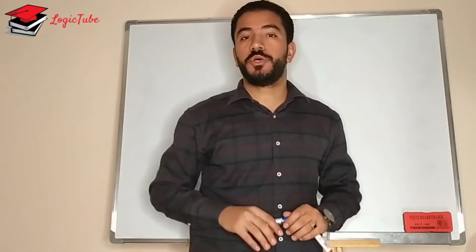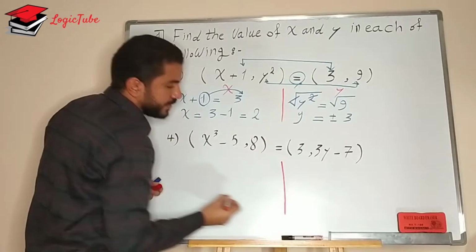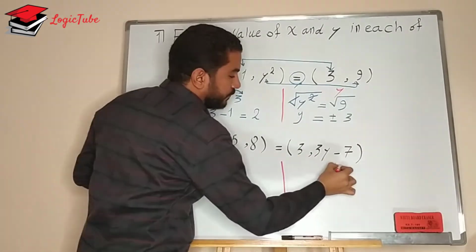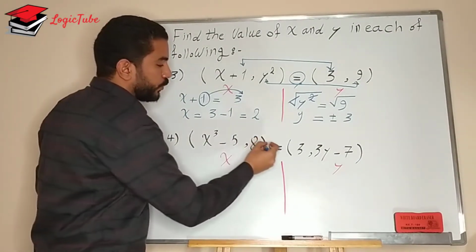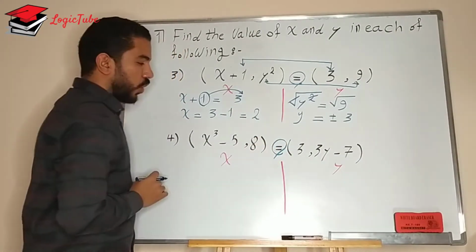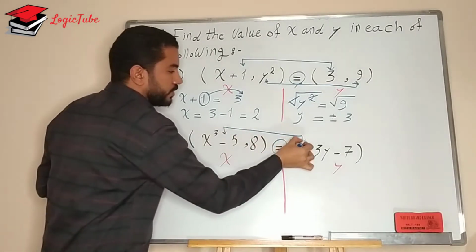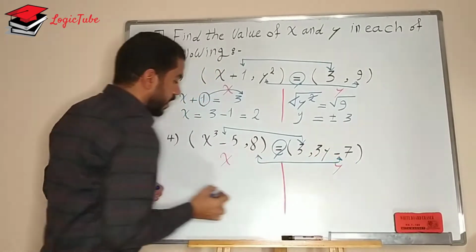Now you have to know the right answer. As always, we'll divide our page into two parts. Here we have x and here we have y, okay? As we said before, these are two equivalent ordered pairs. The first projection equals the first projection and the second projection equals the second projection.